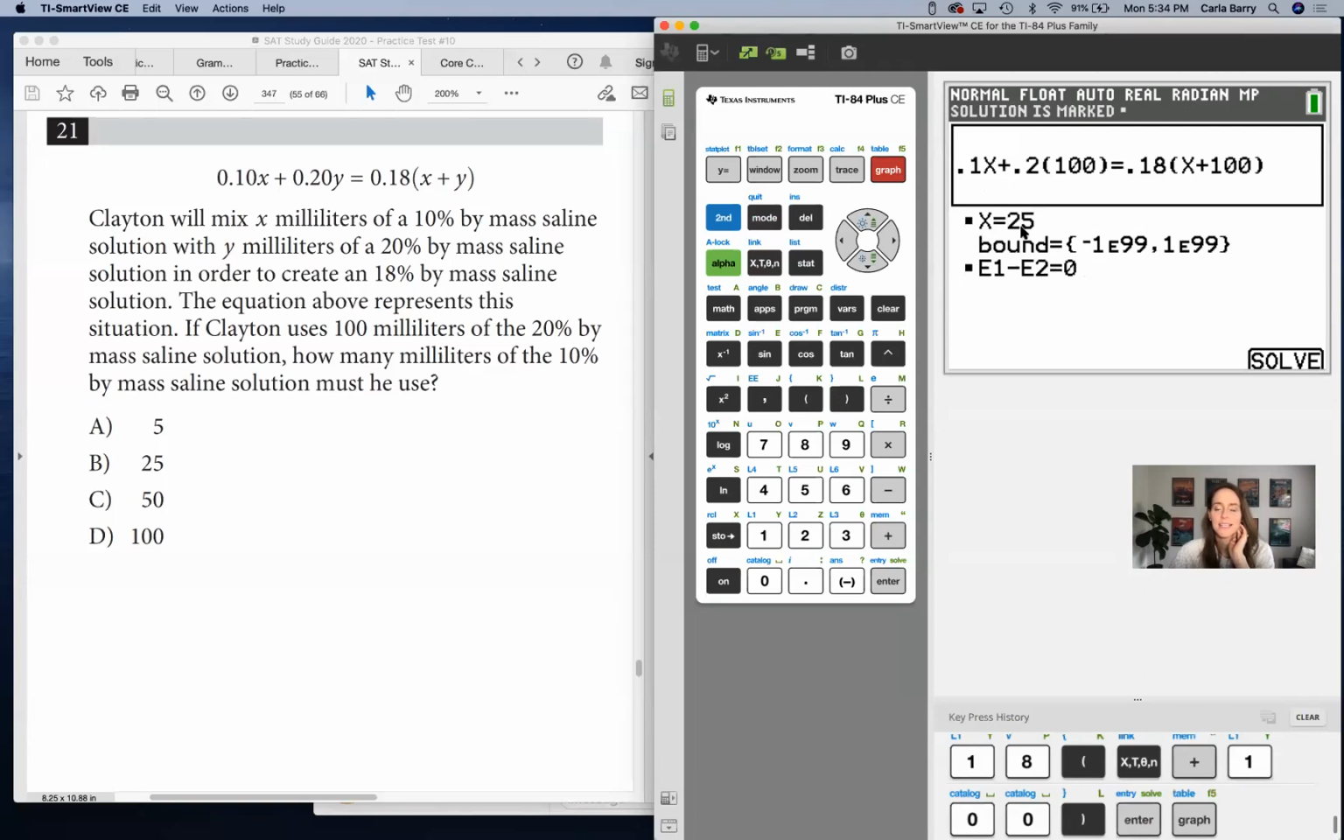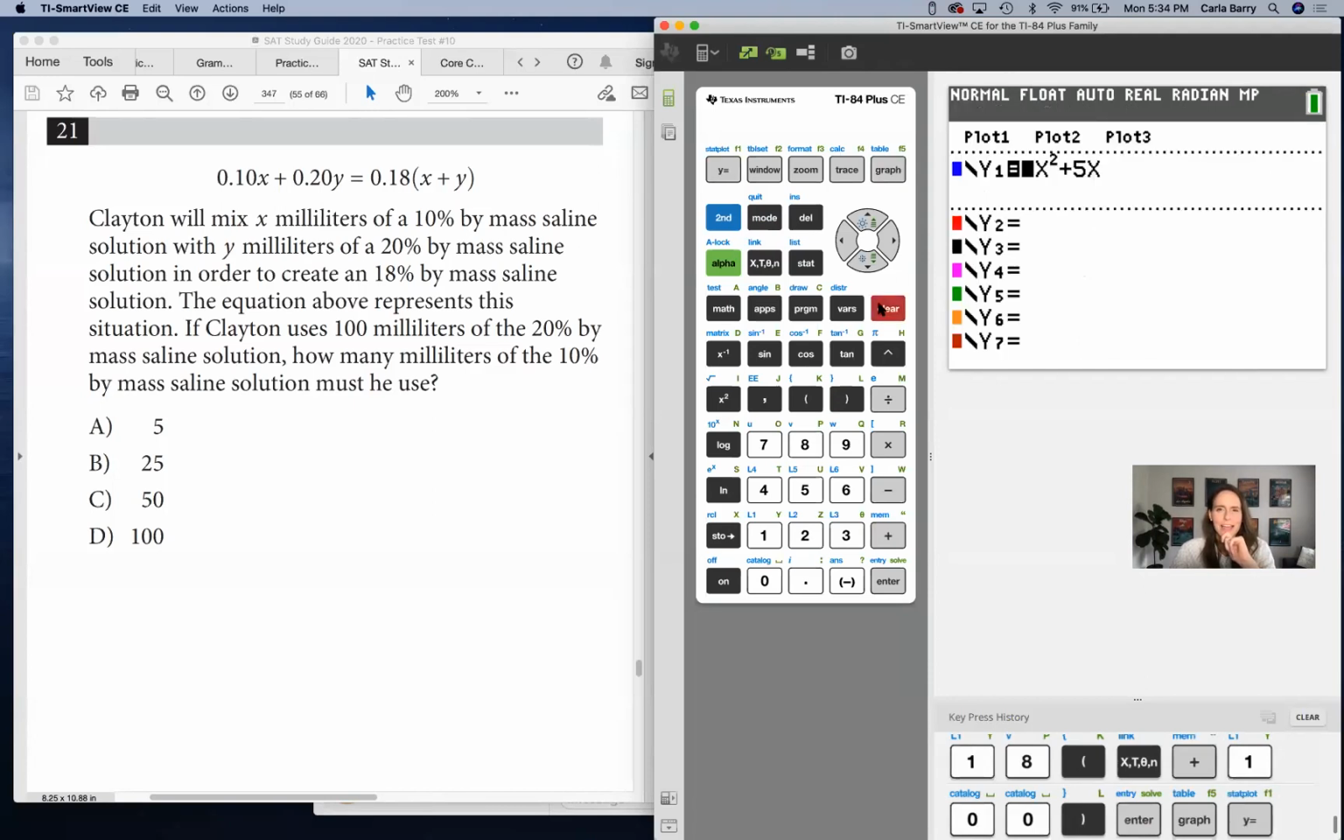And it gives us x equals 25. So this can solve any equation for you. So for 21, the answer would be B. Another way that you can solve any equation on the calculator section. This particular question isn't in the calculator section, but I just want you to have an idea how to solve it. So actually, let's use this one.